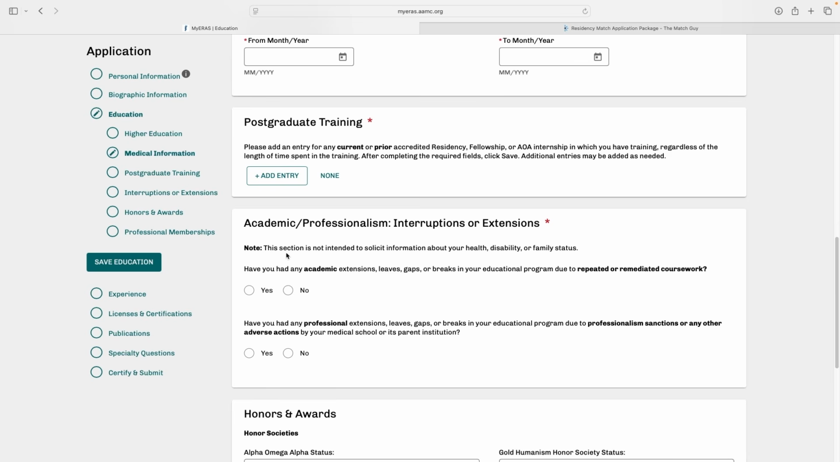Now they make it very clear this section is not intended to solicit information about your health, disability, or family status. And they ask you very clearly, have you had an academic extensions, leave, gaps, or breaks in your education due to repeated or remediated coursework? So let's say you failed your anatomy multiple times and the school had to extend your medical school by a year or 6 months due to multiple failures or some serious problems in your academic performance.